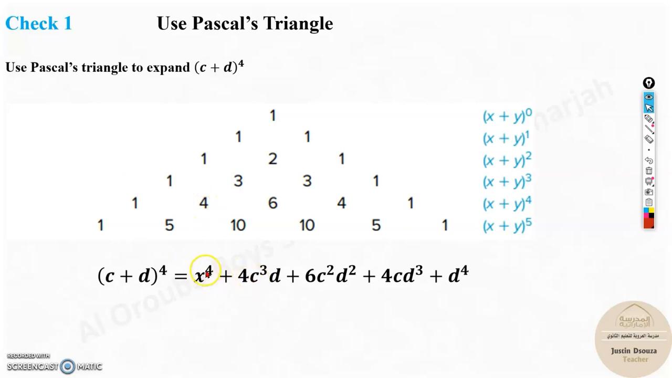Sorry, this is not x. I'm so sorry. It should be c. Okay, this is c. I hope you get the point because it is c and d. That's my bad. I will edit it in a while.